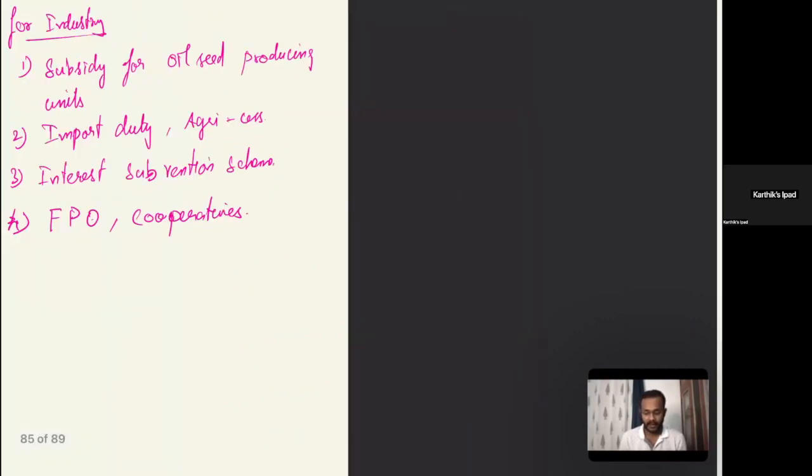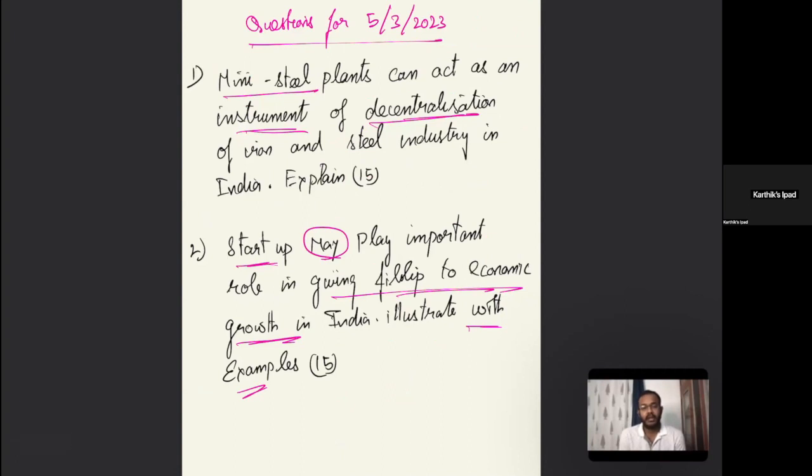And questions for tomorrow, 2 questions. Mini steel plants can act as the instrument of decentralization of industry. Explain, 15 mark. Another 15 marks: Startups may play an important role in giving a fillip to the economic growth in India. Illustrate with examples.